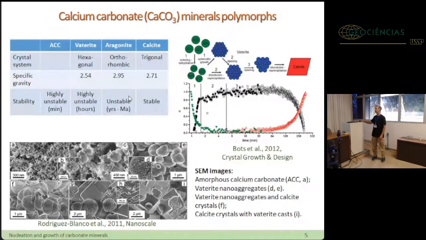So as we can see here from a nucleation and growth experiment, in the first phase we can nucleate amorphous calcium carbonate that will aggregate into clusters of vaterite, and eventually, in a matter of a few minutes, they will transform into calcite.